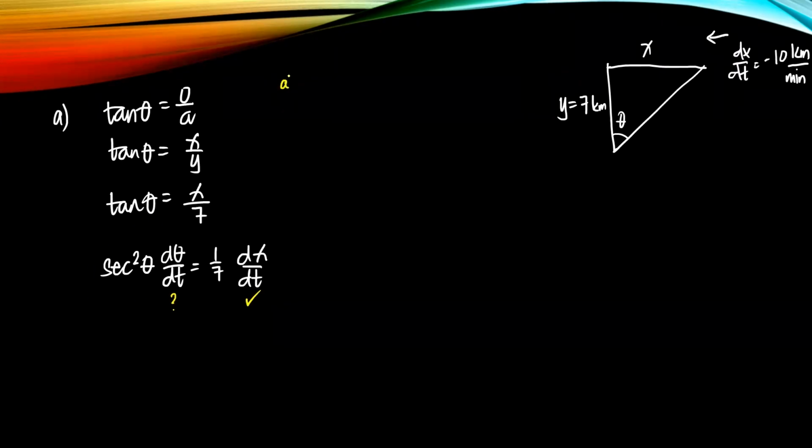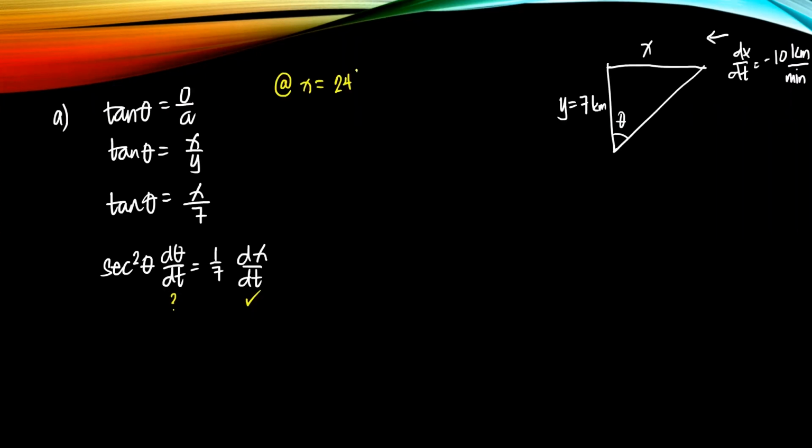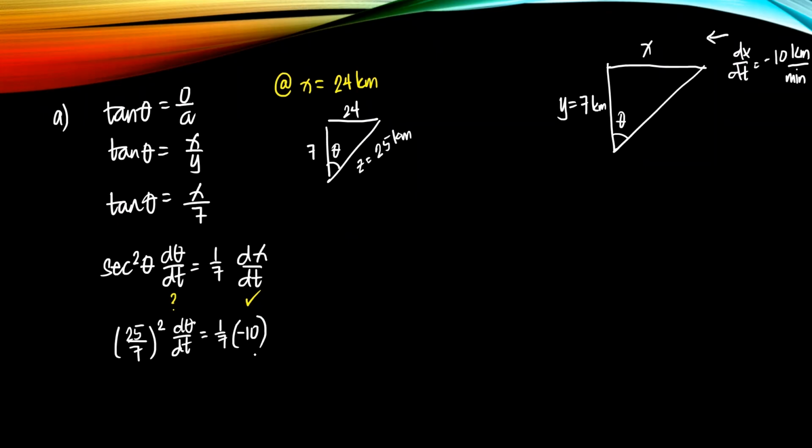So what happens is, at the time when x is equal to what's given, when x is 24 kilometers, 24 over 7, you'd be able to solve, let's say, z. 7, 24, 25 is one of the special triangles, right? So that means secant, what is secant? Hypotenuse over what, guys? Adjacent, right? So 25 over 7 squared d theta over dt equals 1 over 7 times negative 10. Therefore, d theta over dt, so this one's negative 10, and then 25.